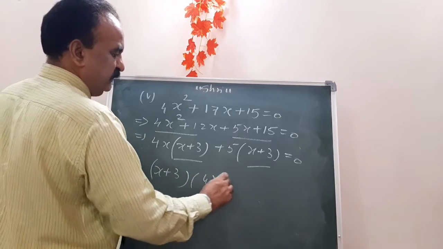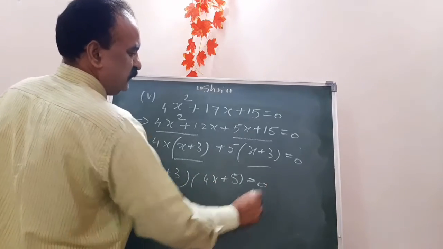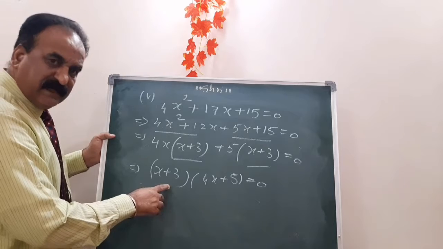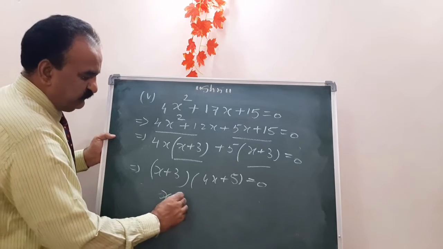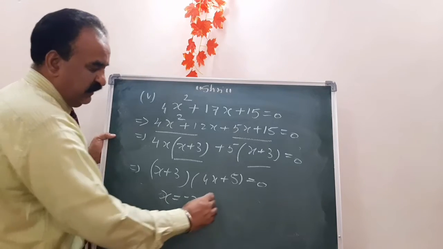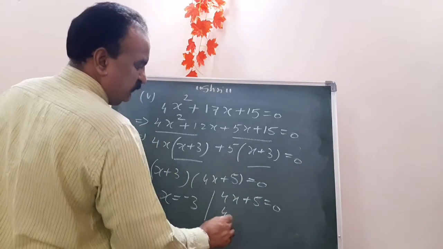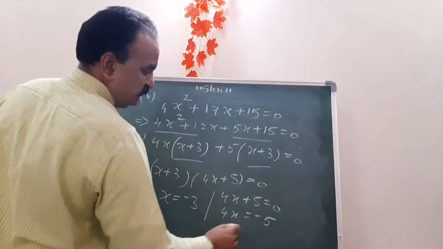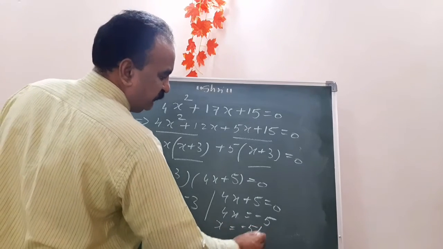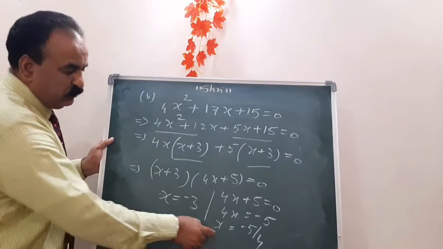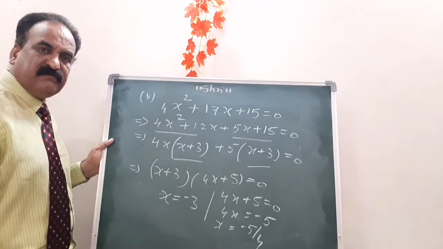Here 4x plus 5 equal to 0. It means either x plus 3 equal to 0, so x is equal to minus 3. And here 4x plus 5 equal to 0, it means 4x is equal to minus 5. So x is equal to minus 5 by 4. This is the solution of this quadratic equation.